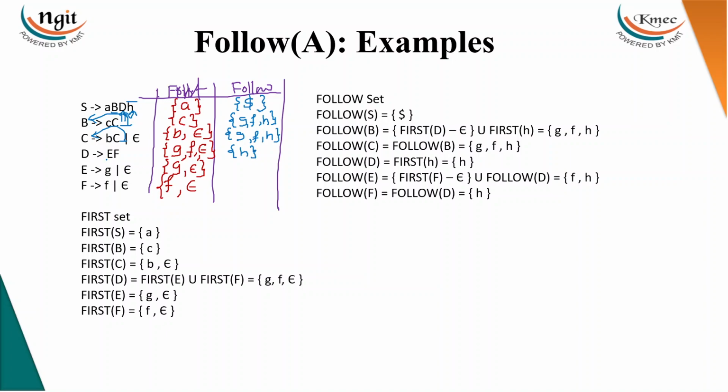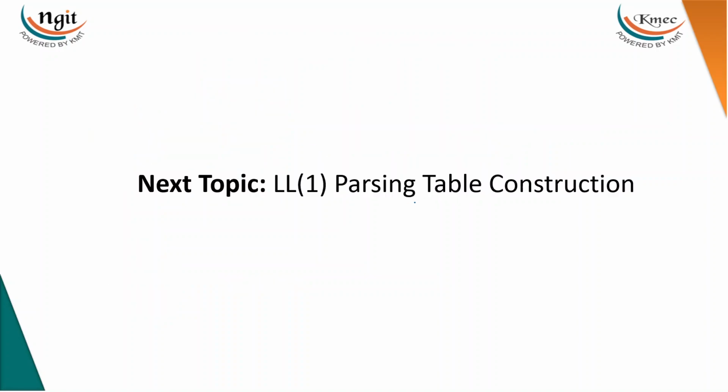And same way, follow of E. E occurred here. So it is nothing but first of F. What is the first of F? F comma epsilon, but don't take epsilon. Epsilon means go to the next symbol, then no symbol, then take the follow of D. What is it? H. We have just found. Then follow of F is nothing but follow of D. It is nothing but H. So this is how you have to find the follow and first, right? So in the next video, we'll use this first and follow to construct the table.